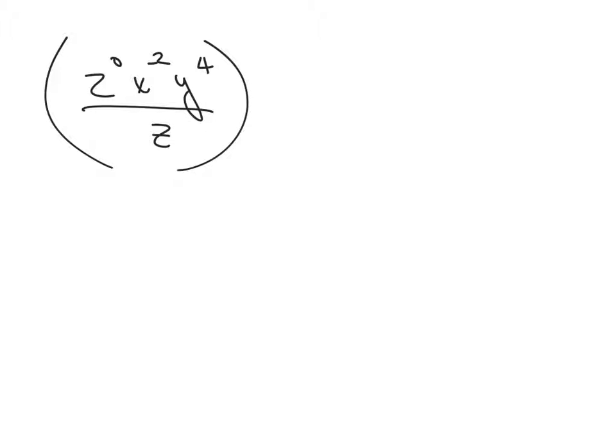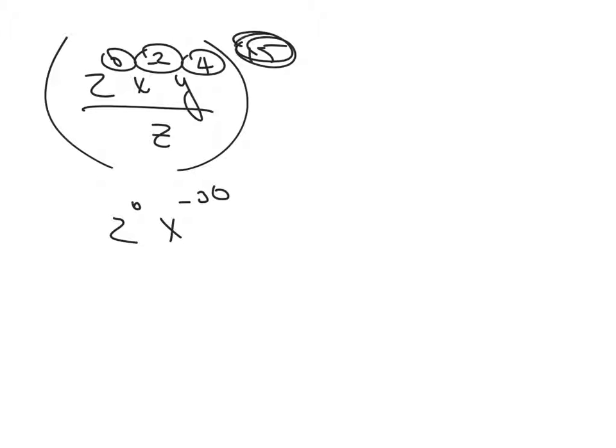So we've got 2 to the 0 power, x to the negative 2, y to the 4th, over z. And we'll put that to the power of 15. So that's going to be 2 to the 0 times 15. 0 times 15 is 0. x to the negative 2 times 15 is negative 30. y to the 4 times 15 is going to be 60.